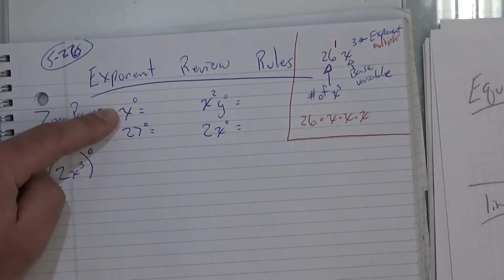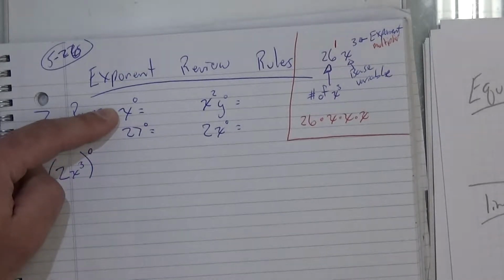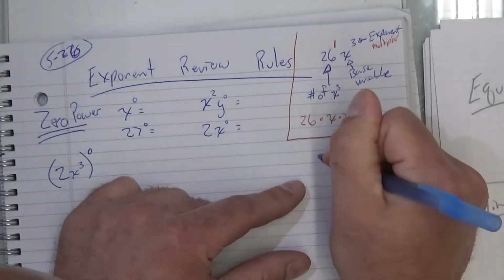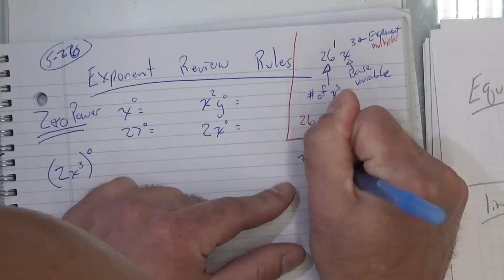Is that Y? No. It does not equal 0. And I'm going to show you why. Okay? Give me an example.